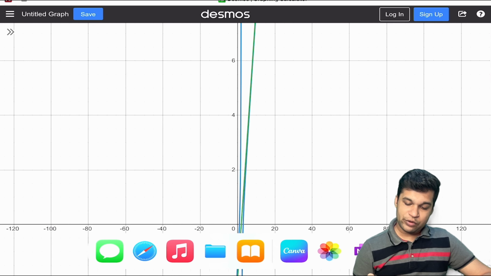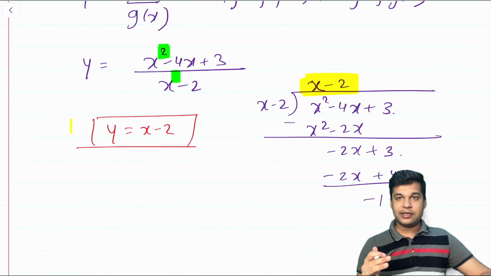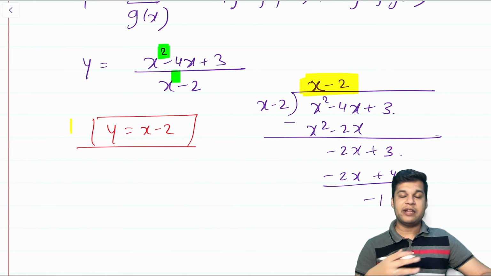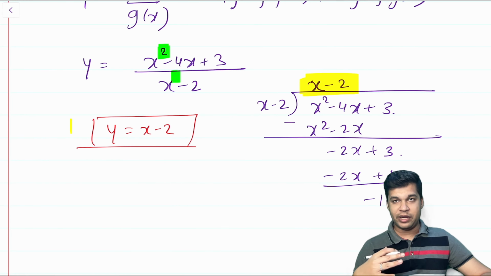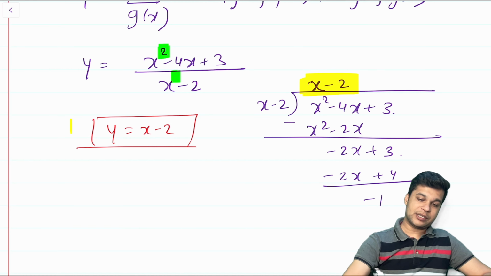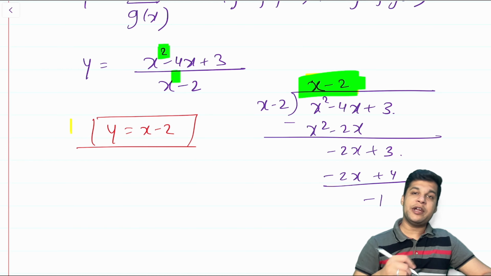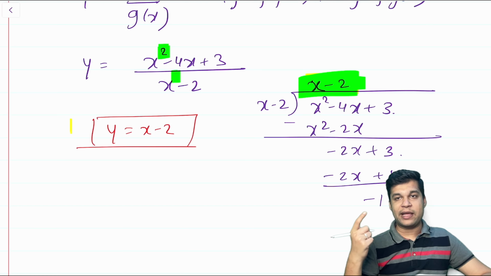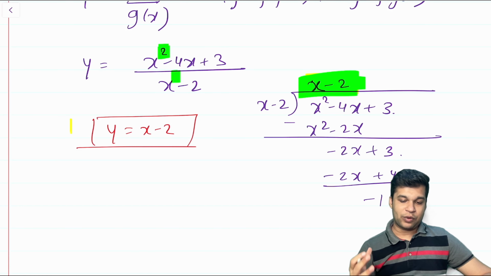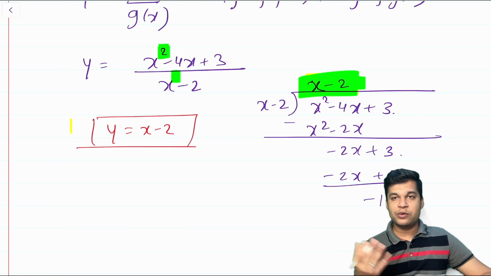So how do you find the oblique asymptote, guys? It's very easy. Divide the numerator with the denominator, and whatever the quotient is, equate it to y, and that will be your oblique asymptote. Instead of long division, you can simply use synthetic division also. That's absolutely fine.